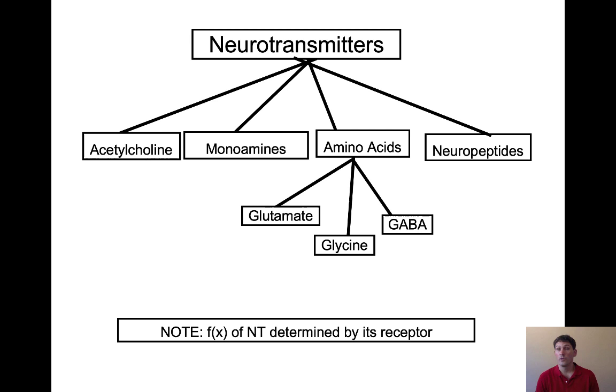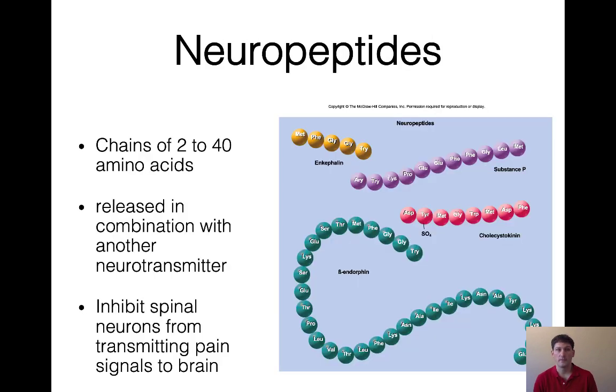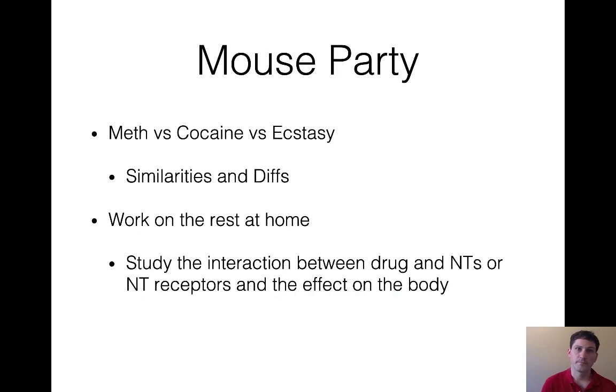And finally, we have neuropeptides. So neuropeptides are chains of 2 to 40 amino acids. They generally are released in combination with other neurotransmitters, and they inhibit pain being sent up to our brains.